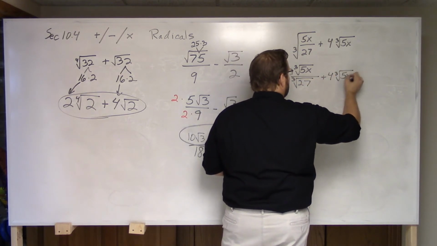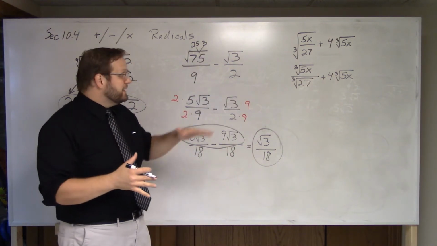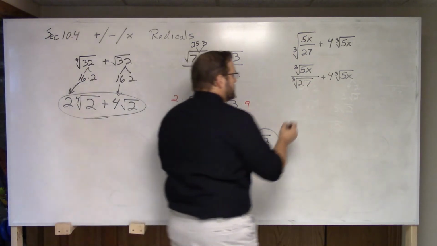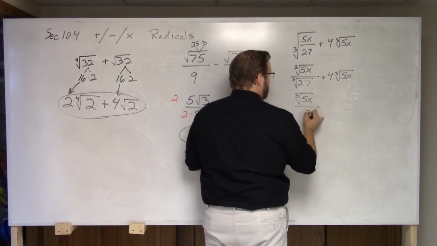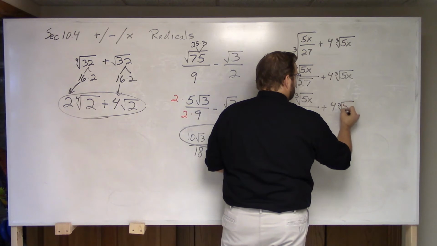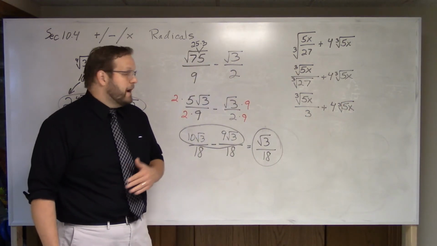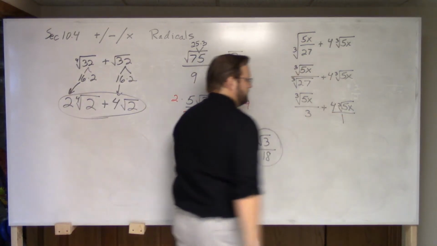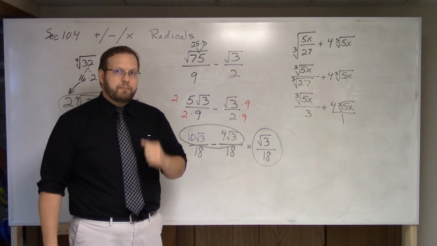plus 4 times the cube root of 5x. Okay? Now, what's nice about that is, what is the cube root of 27? That comes out nicely as just a 3. So I have cube root of 5x over 3 plus 4 times the cube root of 5x. Okay? Now remember, we're adding two fractions here. If that means you have to put the 1 there, put it there. We need a common denominator.